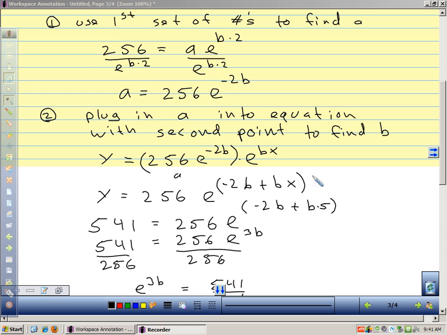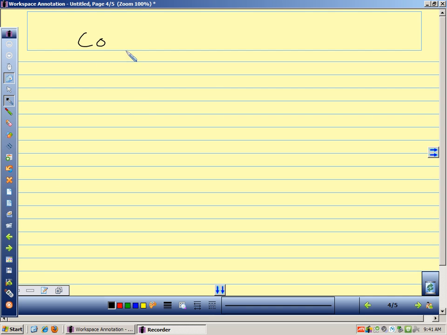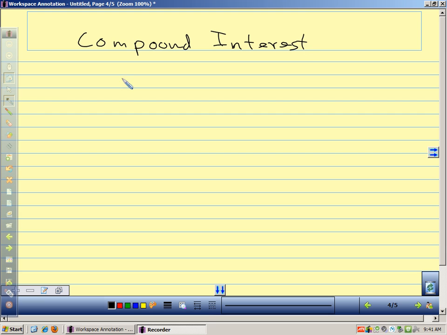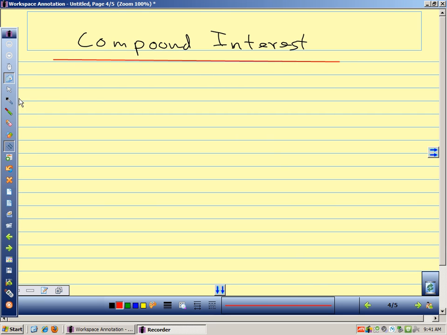All right, let's look at a couple of examples using compound interest, and then we'll be done. So just a couple of reminders about compound interest. Most of your problems have to do with compound interest. We talked about compound interest right at the beginning. I just want to remind you what our compound interest formulas were.